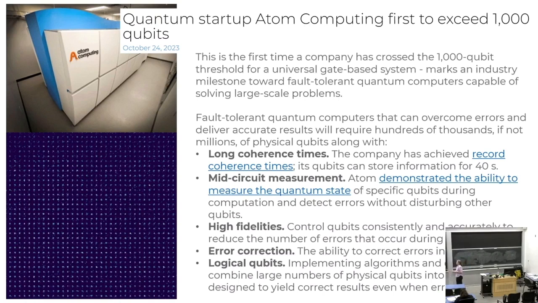They have been able to demonstrate a mid-circuit measurement, so they've been able to measure the quantum state of a specific qubit during computation and detect errors without disturbing other qubits. They've been able to control qubits consistently to reduce the number of errors. They've done some minor error correction. I think that actually all of these three are sort of still in the works, but they're moving towards implementing algorithms and controlling large numbers of physical qubits to make something that looks a lot more like a logical qubit.